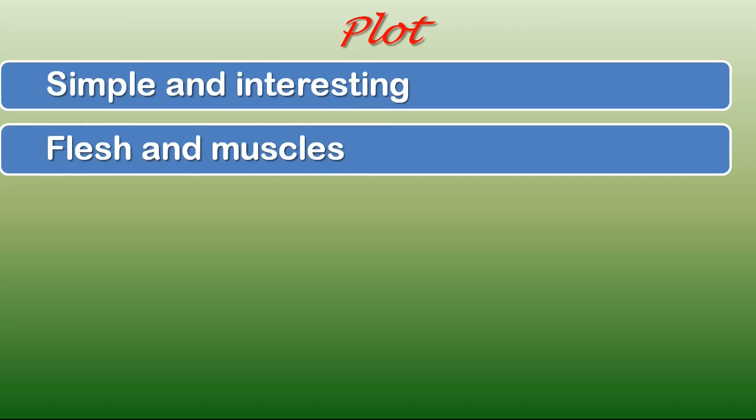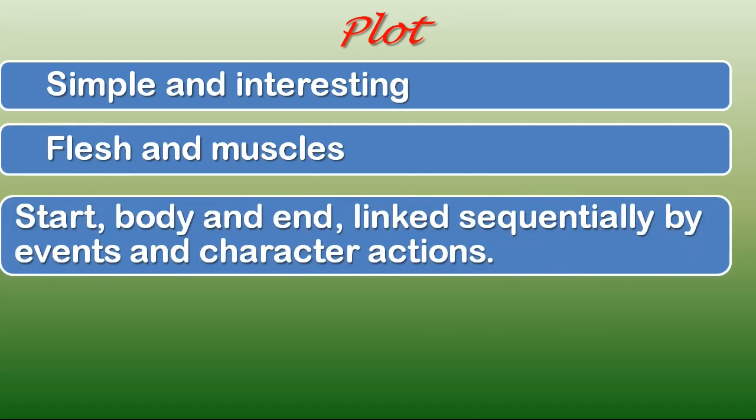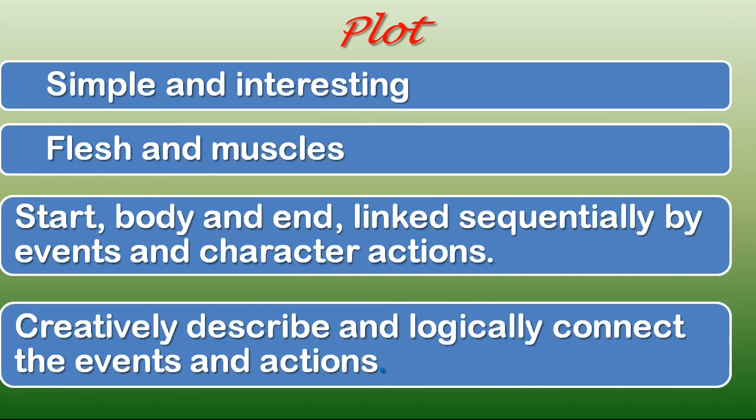So you have to keep in mind the person who is reading the story, how it will be interesting for him, okay? Because you want more and more people to read your stories. This includes the start of the story, the body and the end. So this is a basic outline of the story. And you have to link all these 3 stages together with events and actions of the characters. You have to describe and connect the events and actions, and you should be very creative so as to make it more interesting.